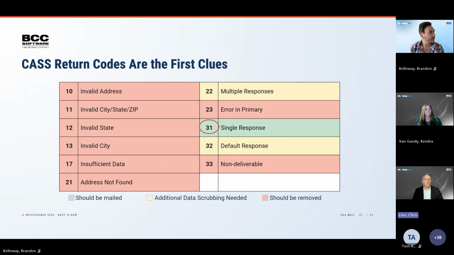So back to the example on the screen. The first thing we're going to do is we go through and we look at it, and you might see the address looks deliverable when in fact there are problems.